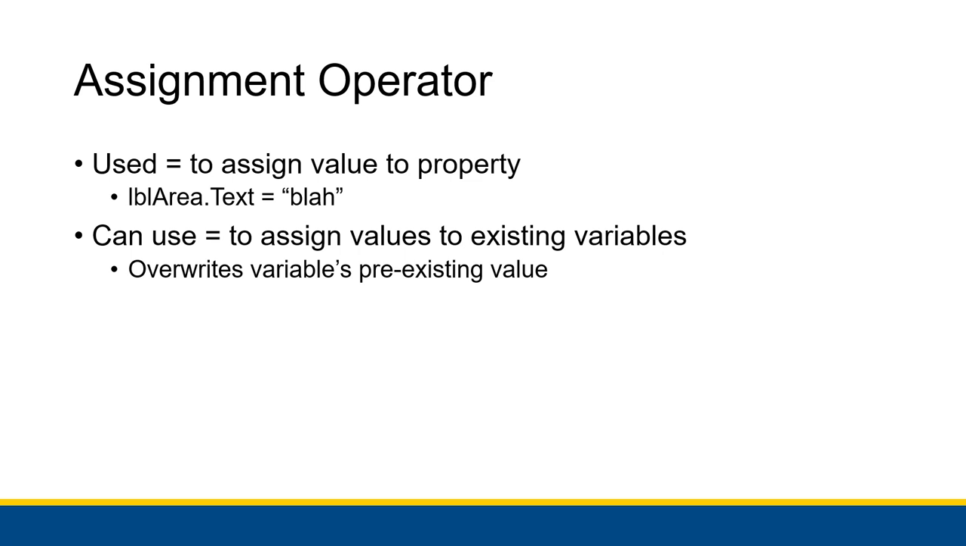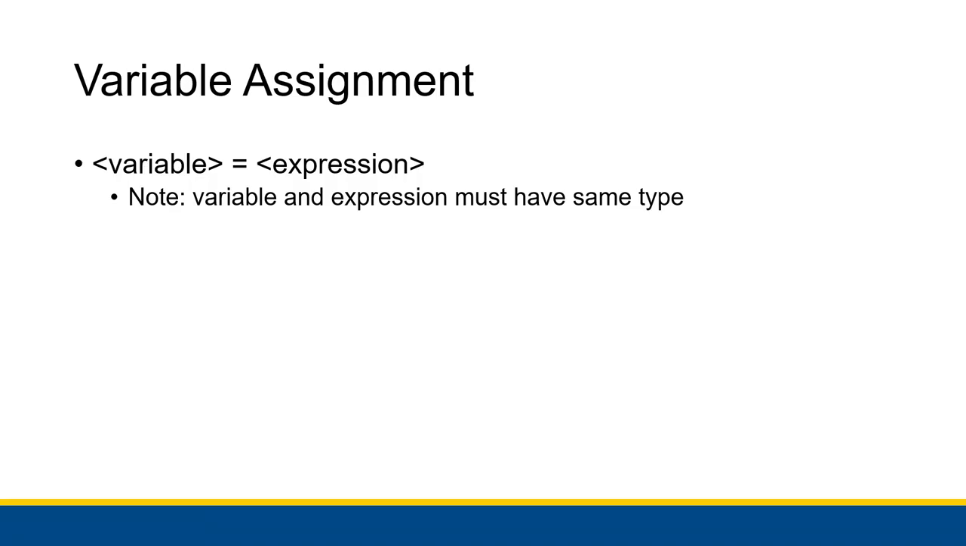In fact, the funny thing is that properties of controls are kind of variables in and of themselves, and I'll kind of touch on that a little more as we go along. But really, it's all the same thing. You're doing the same thing, whether you're assigning a value to a property or assigning a value to a variable that is already existing. No difference whatsoever. It's super easy to assign a variable a new value.